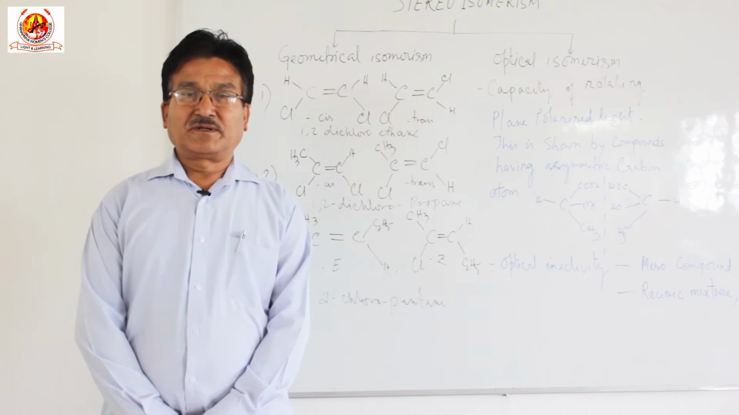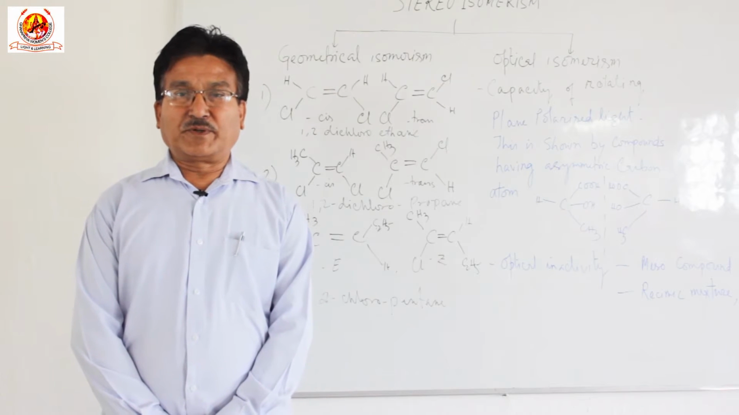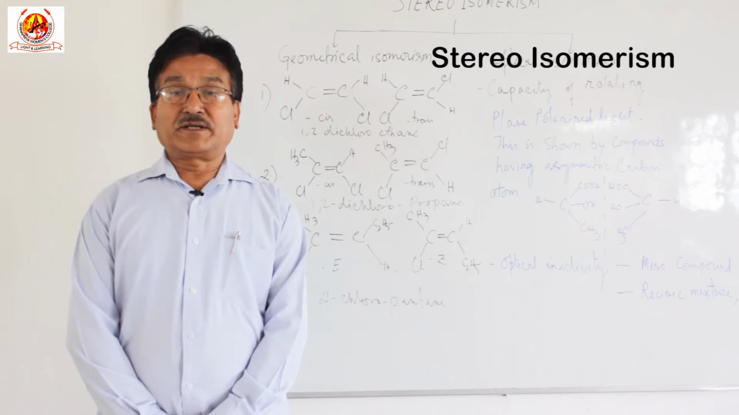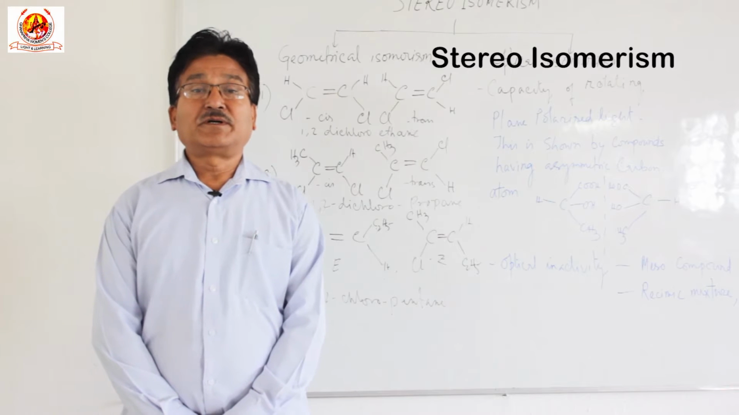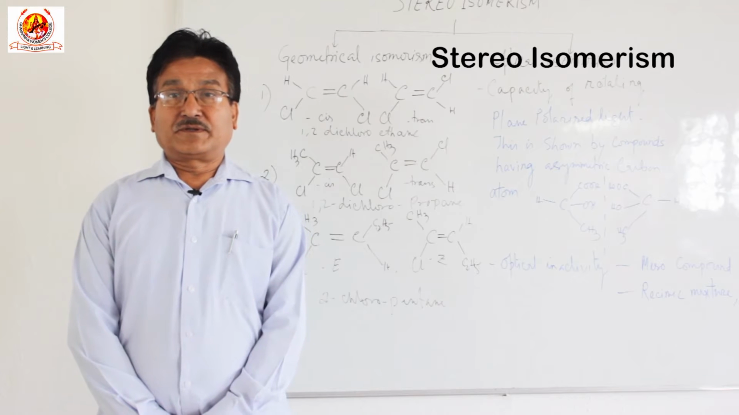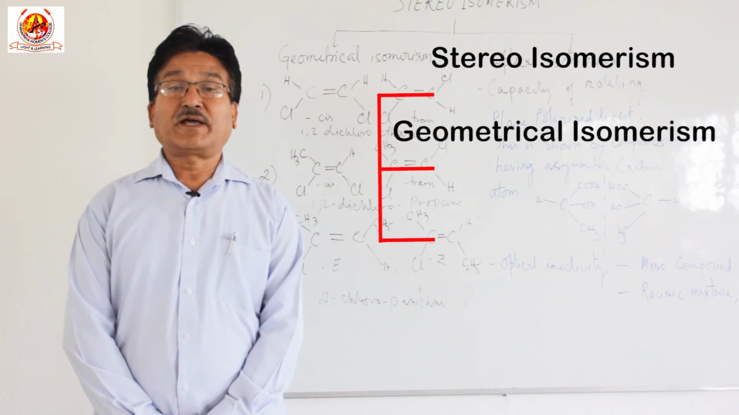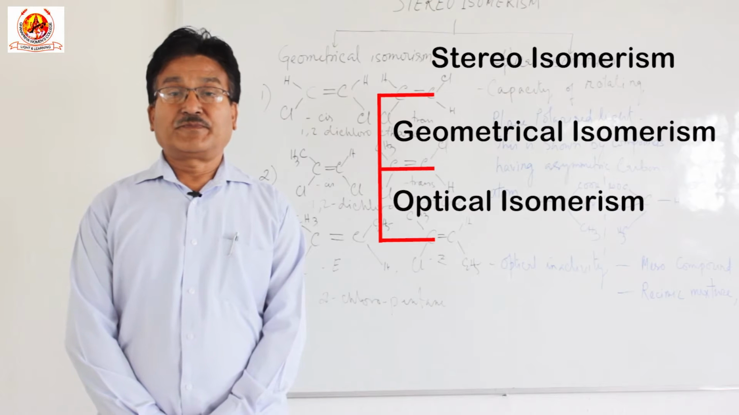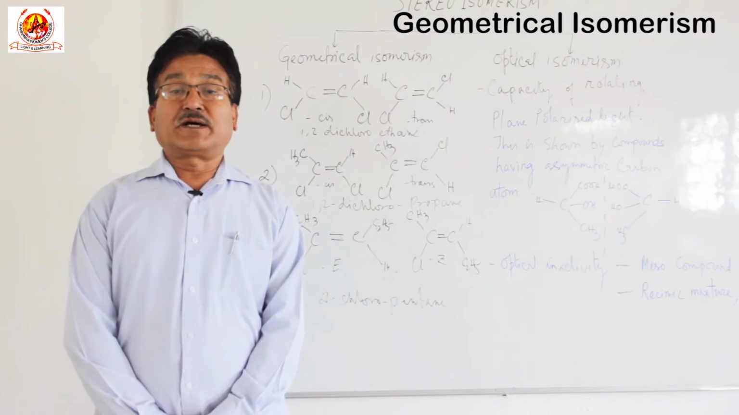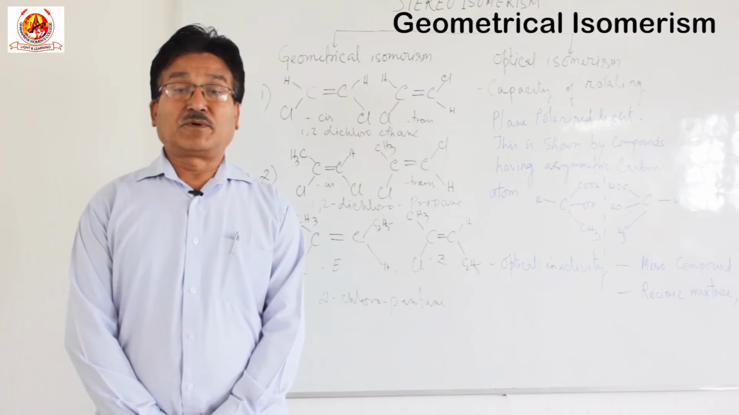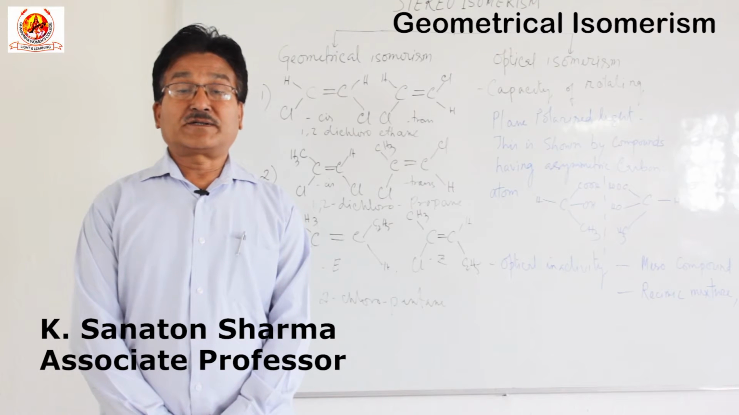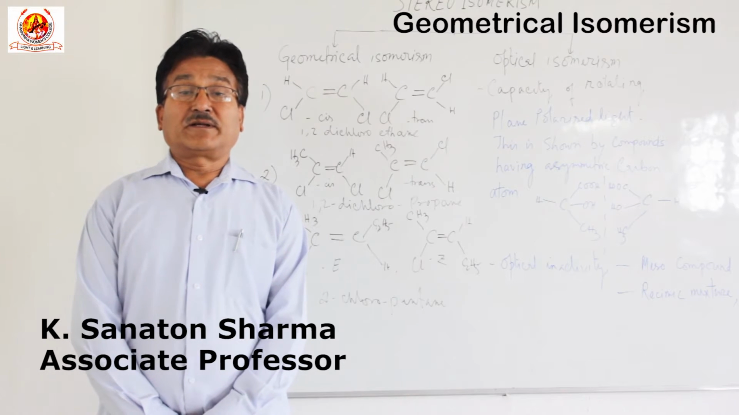Dear students, I shall take up a topic from second semester BSc, that is stereoisomerism. Stereoisomerism has two types. One is geometrical isomerism and the other is optical isomerism. Geometrical isomerism arises due to the restricted rotation about the double bond and gives isomers as cis, trans or E-Z isomerism.